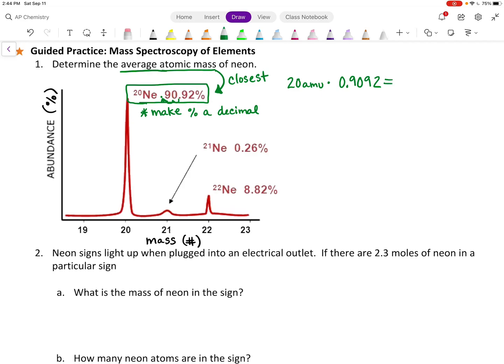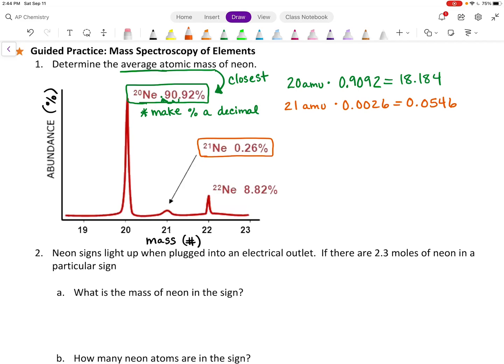My hand keeps hitting my screen just a little bit, so that's going to be 18.184. Now, if I'm actually doing this, I'm probably running all of my numbers in the calculator at once, but just to show the stepwise process for this, I'll do each one individually. So let's go ahead and take neon 21. It's the smallest amount of any isotope of neon that is naturally occurring. So 21 AMU times 0.0026, and we get a very small value here, 0.0546.